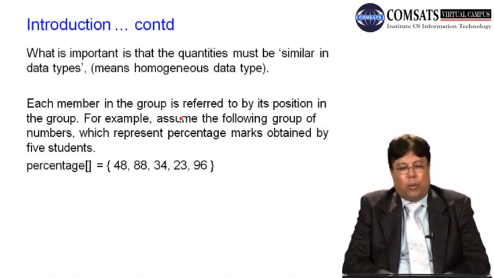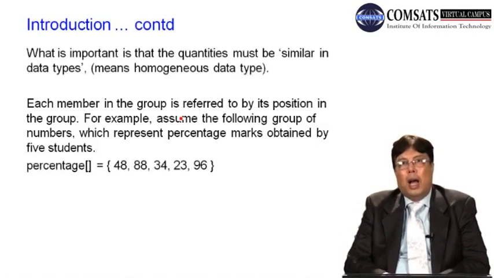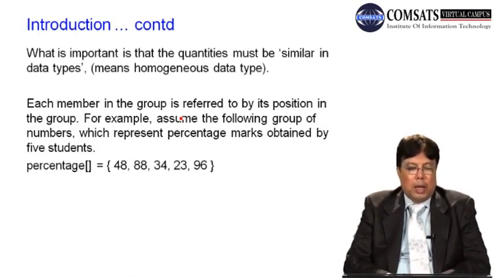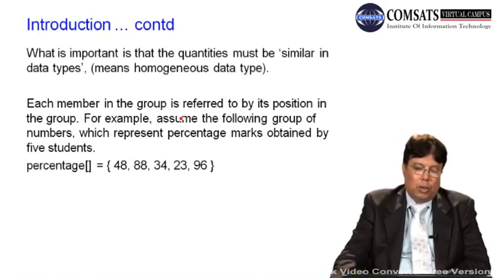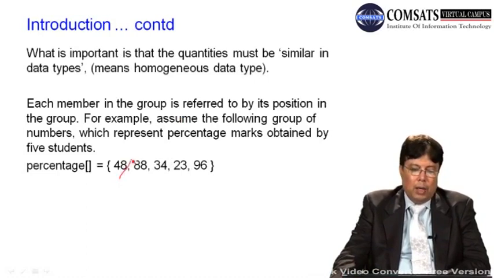For example, assume the following group members where we have defined an array and suppose हम इस array को कहते हैं percentage. इस percentage के अंदर 48, 88, 34, 23 and 96. So कितने member हैं? 1, 2, 3, 4, 5. So there are basically 5 members.